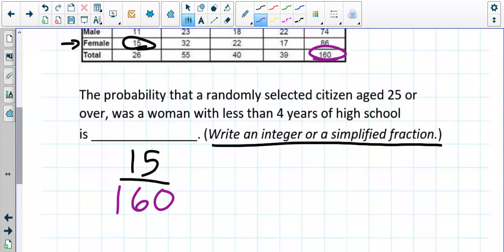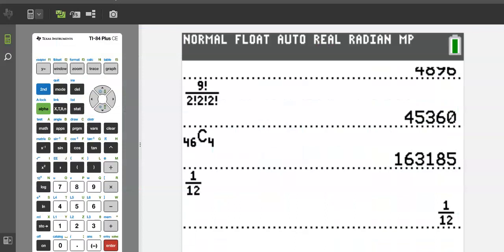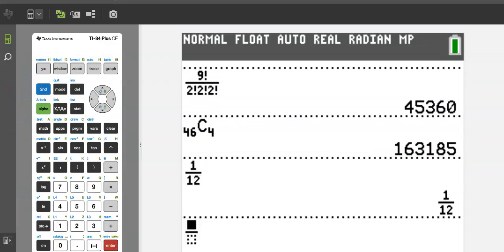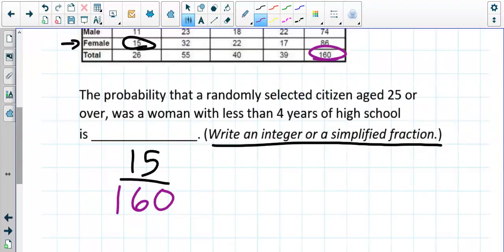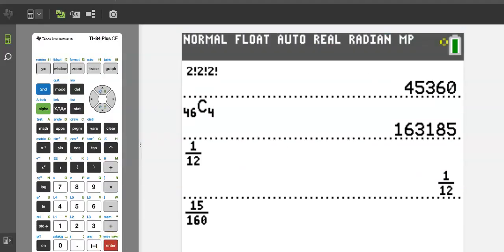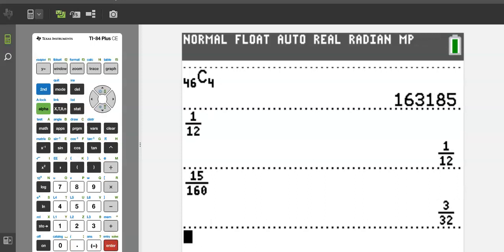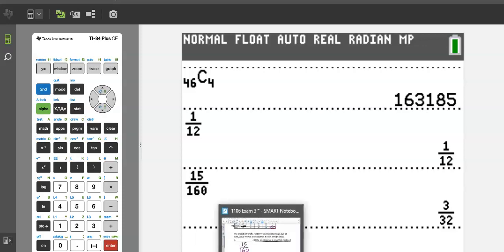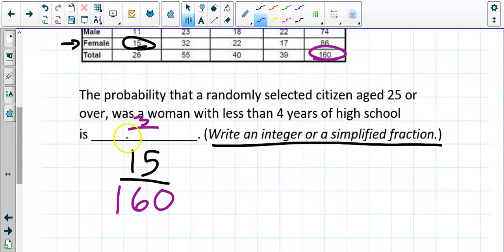So you just go to your calculator, hit the alpha y equals, put in your fraction of 15 over 160. Alpha y equals 15, 160. Let me make sure that that was the correct fraction, and it is. Hit enter, and there it is now reduced. That's the fraction they want, 3 over 32. And there we go. 3 over 32. Perfect.